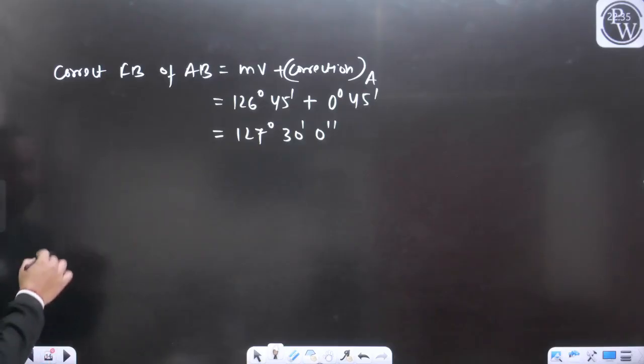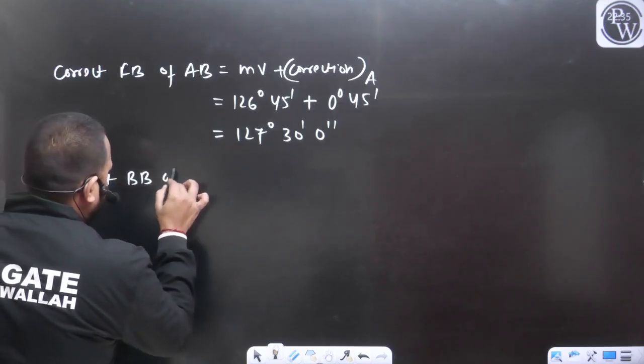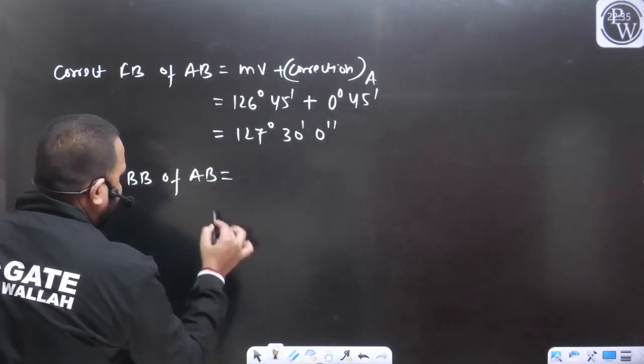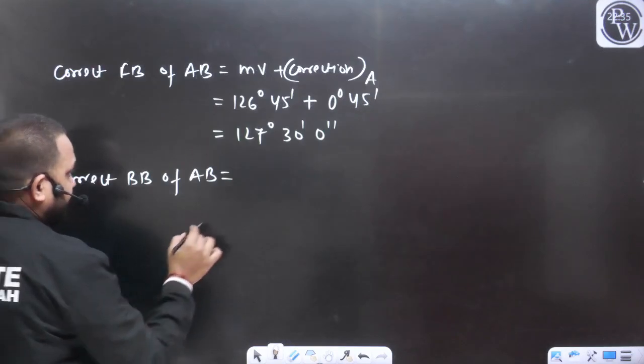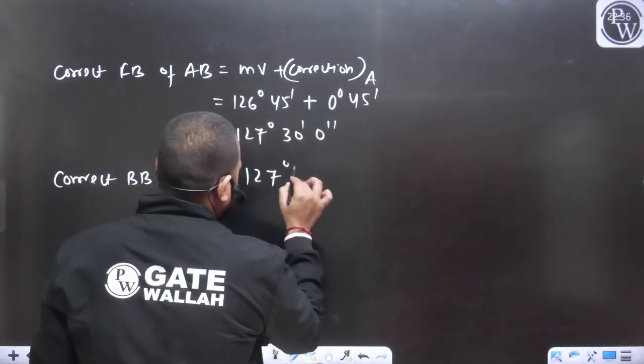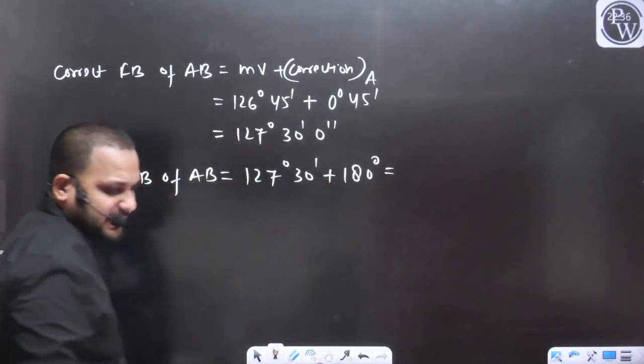Can I find out the correct back bearing of the line AB? That should be equal to the correct fore bearing plus 180 degree. So 127 degree 30 minute plus 180 degree, that should be the correct back bearing.